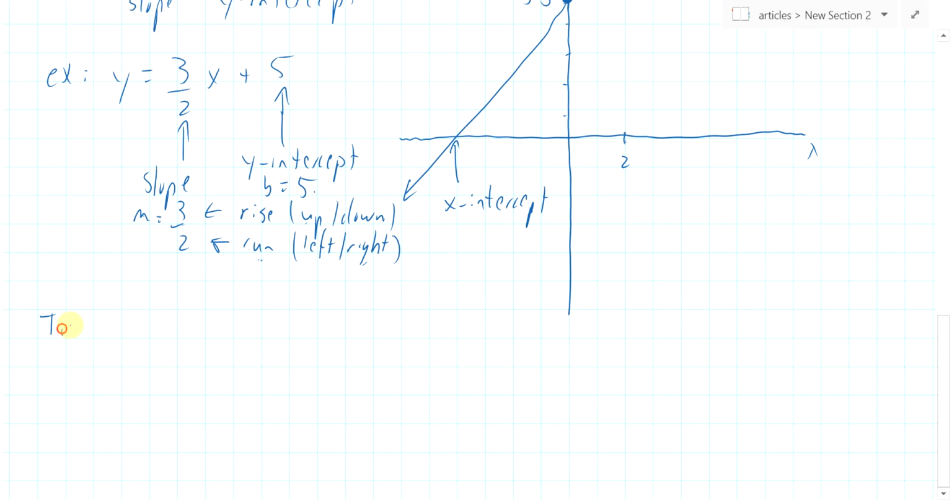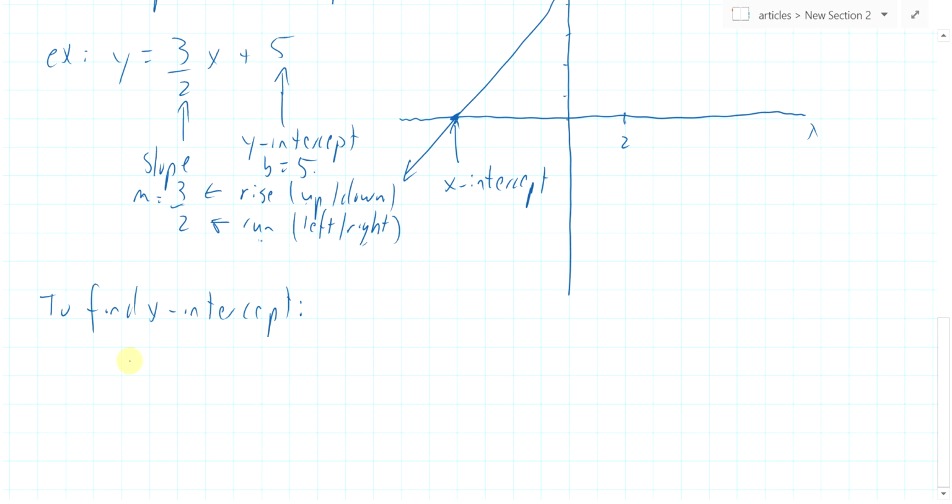So to find the x-intercept, well, the x-intercept is the point on the line where the y-coordinate is 0. You're just sitting on the x-axis. So we set y equal to 0 and solve for x. So we get 0 equals 3 halves x plus 5. That's just taking this equation up here, setting y equal to 0, and then solving for x.